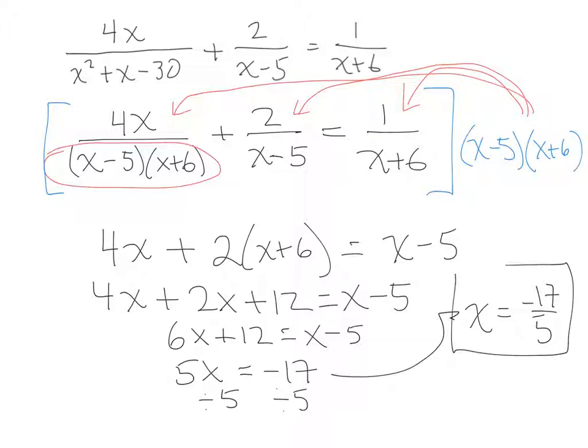Once again, the solution, what you should do is double check that solution doesn't cause you to have any of these terms or denominators equal to 0. And of course it doesn't. When x equals negative 17 fifths, none of those denominators are equal to 0, so it's a perfectly valid equation. You don't need to put a restriction on anything.